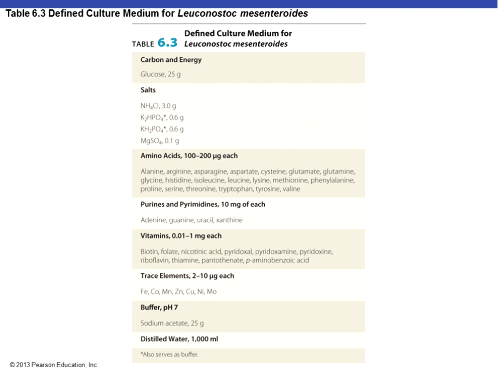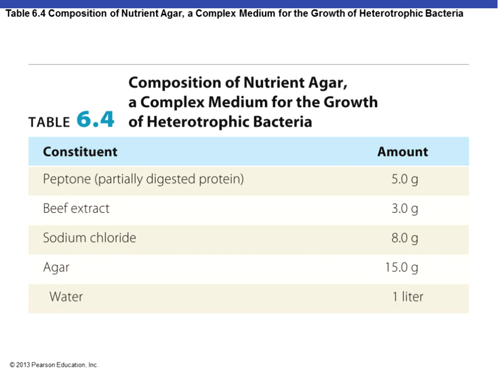Whereas for this, this is another chemically defined media because we're saying exactly what salt, exactly what amino acids, exactly what purines, spermidines, and how much of these things we have in each of them. So this is a very chemically defined media. Whereas for this one here, we've got some peptone, partially digested proteins, some beef extract, sodium chloride, agar, and water.